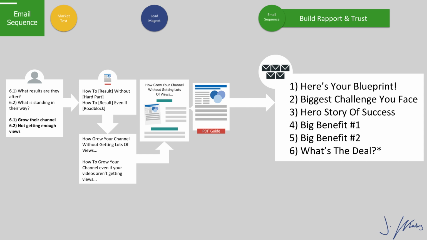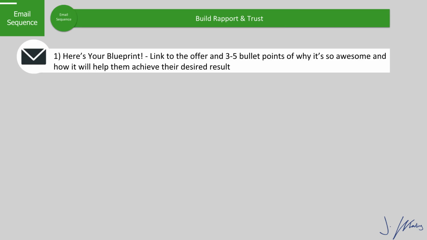So here is a basic email sequence that you can put together. Let's go through each one of these 6 emails and the asterisk at the end on email number 6. So the very first one we have here is, here's your blueprint, here's your video. You just link to the offer and 3 to 5 bullet points on why it's awesome. Really, you're just repeating what you said on the landing page.